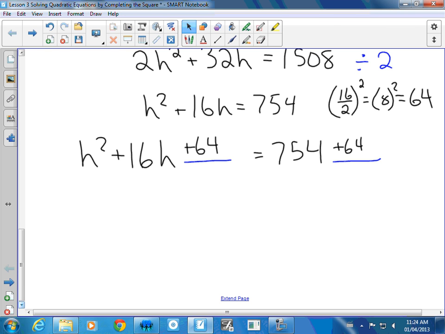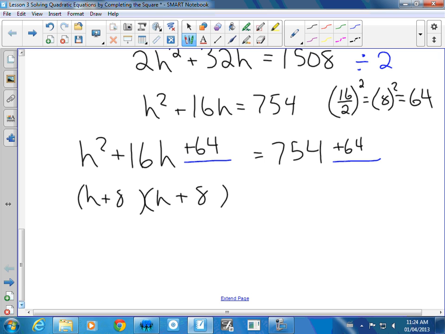Okay, so now let's do the math here. Now, this is basically a binomial, isn't it? H plus... Do I need to do it as two binomials again? Because you might have forgotten this. Do I need to do it this way first, two binomials? H plus 8, H plus 8, is that correct? Equals, what's 754 plus 64? 818, is that right? I just added those together. Okay, what is this combined? H plus 8 squared equals 818.